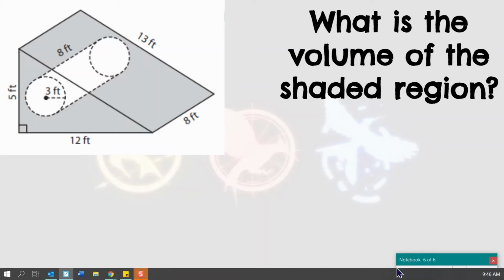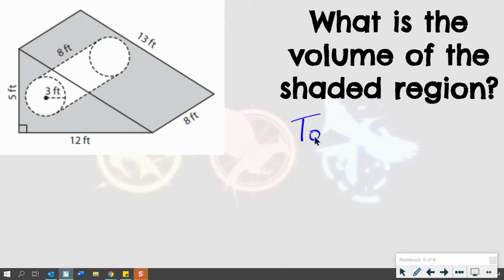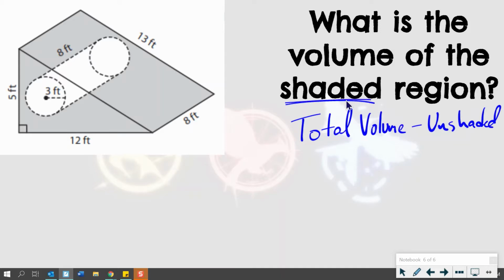All right, here we're going to be looking at finding the volume of a shaded region. So it's going to be a volume that's surrounding an unshaded region. The general idea here is really simple. We're going to find the total volume and then subtract away the unshaded part. The leftover part will be the shaded region.